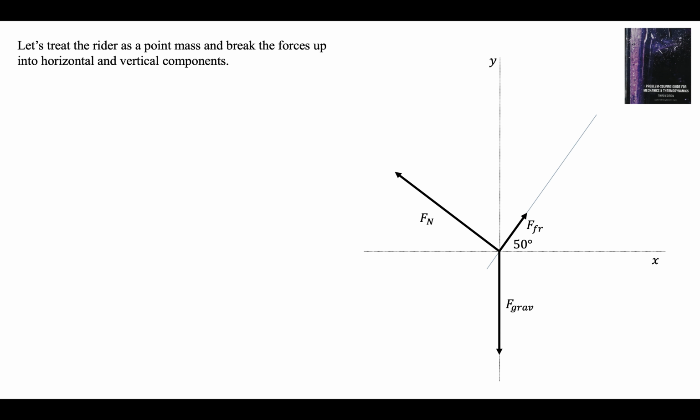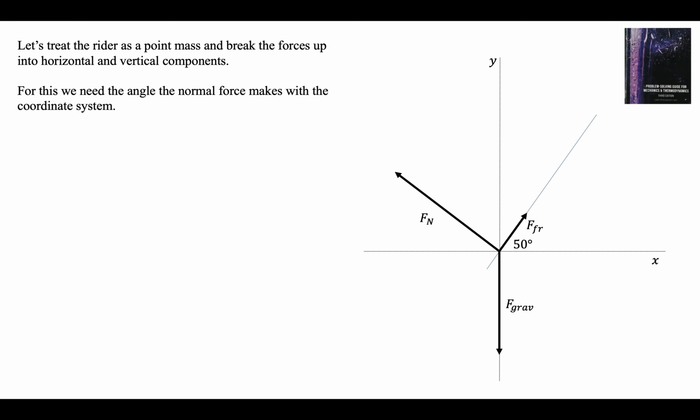I'm going to redraw it without just considering the rider as a point mass. We're going to break up those forces, the normal force and the frictional force, into horizontal and vertical components along the x and y axes. For this, we need the angle that the normal force makes with the coordinate system. So the hill is 40 degrees, the bank is 50 degrees, so this angle is 40 degrees, which means this angle is 50 degrees, right there.